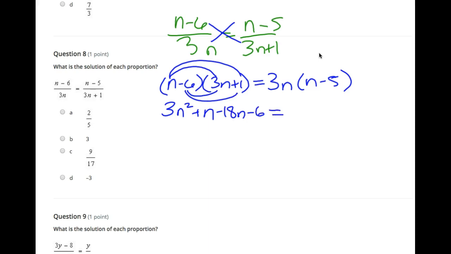And that's going to equal, now on the other side, I don't have to FOIL because I only have a monomial. I just have to distribute it through to both terms. So I get 3n squared minus 15n. Now, we do have n squareds in there, but if you notice, there's an n squared on both sides. So what's really going to happen is they're going to cancel each other off, and I don't have to worry about them. Now I need to combine my like terms.